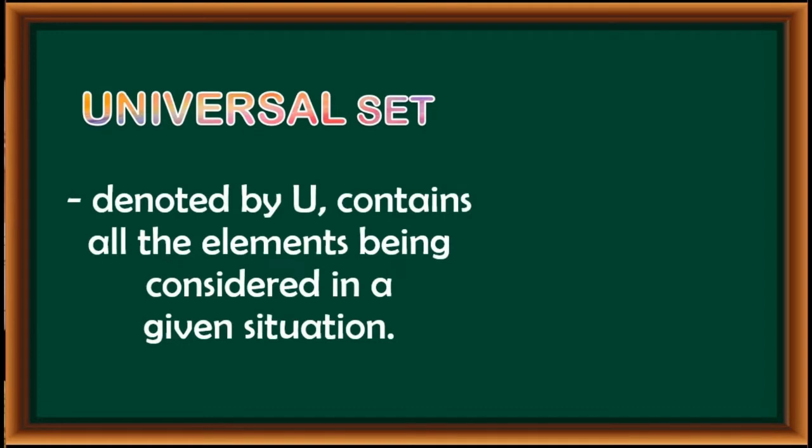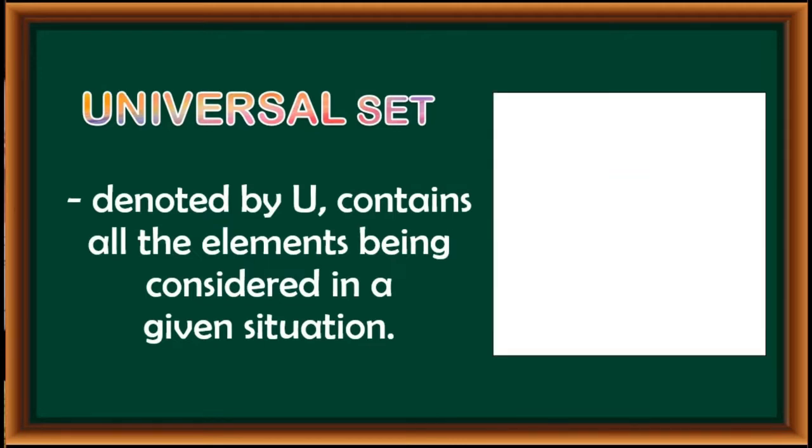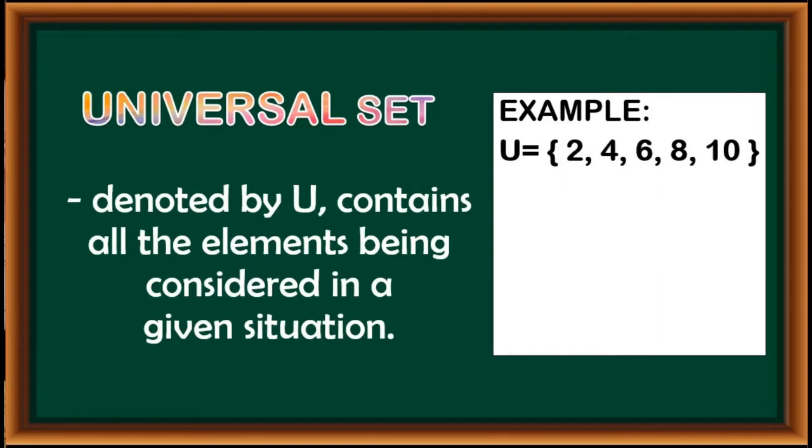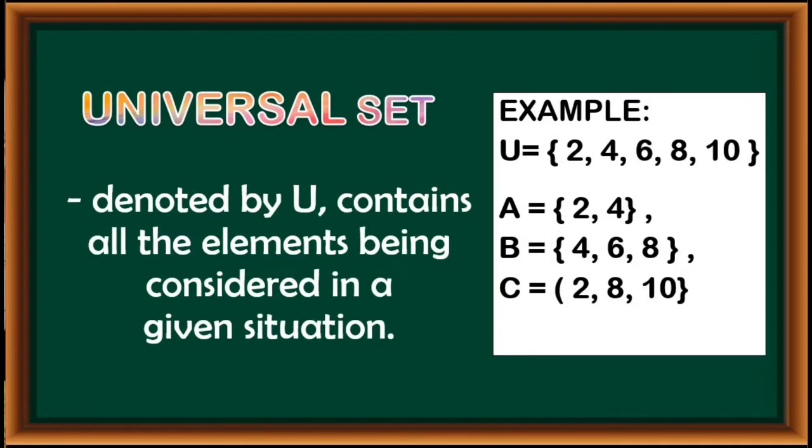So, what is a universal set? Universal set is denoted by U, big letter U, and it contains all the elements being considered in a given situation. For example, I have here my universal set is equal to {2, 4, 6, 8, 10}. My set A is equal to {2, 4}. My set B is {4, 6, 8}. And my set C is {2, 8, 10}. So if you can notice, all of my elements in set A, set B, and set C are all here in the universal set because this is what we are considering. Okay?